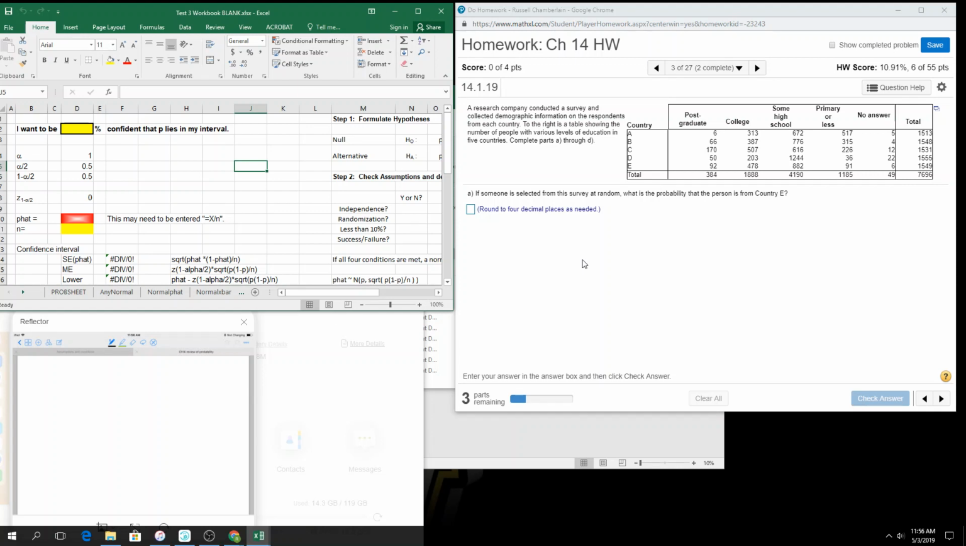This says, what's the chance somebody's from country E? So, this is why it's called marginal. I'm going to look in the margins over here, right? That's everybody from country E. That's everybody at all. So the chance that I select someone from country E is just going to be 1549 divided by 7696. Oh, and if I pick up a calculator, 7696. Yeah, about 20%, round to 4 decimal places.